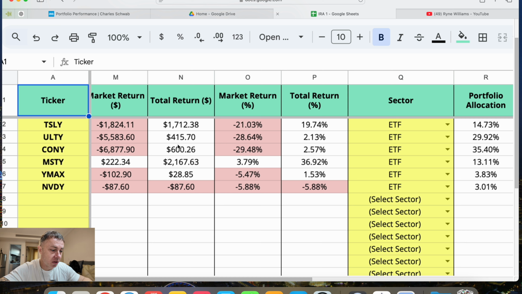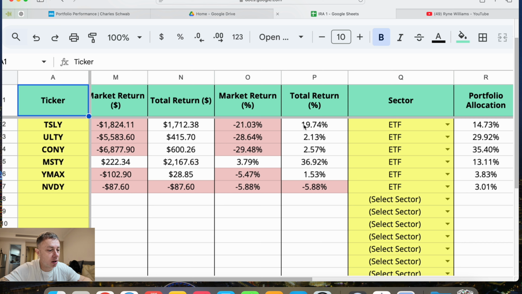Total return, $415. Total percent, 2%. So it's up only 2%. Not a lot, but it is up. Coney, minus $6,800. Total return, only $600. And then you can see the total return percent, 2.5%. So also it's not super great like Tesla.